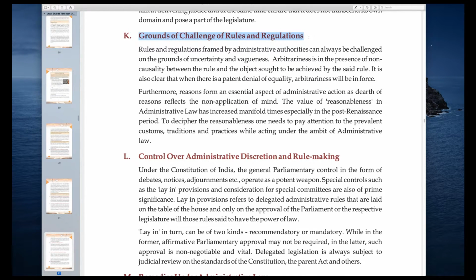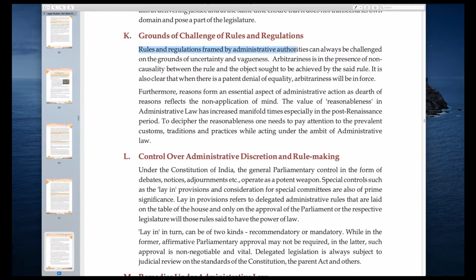So what does it mean? If some actions of administrative bodies are not reasonable, not fair, not constitutional, then on what ground can you challenge those rules or regulations? So see what it's saying here.